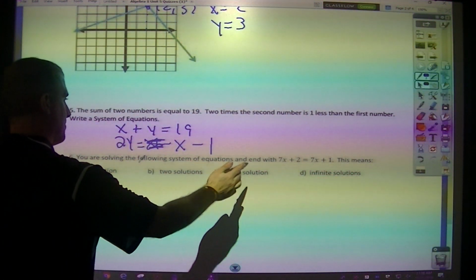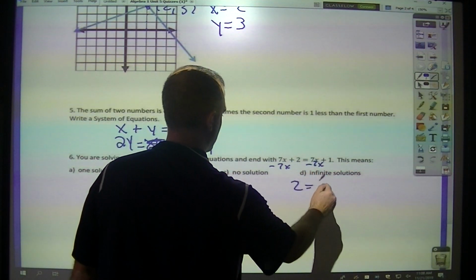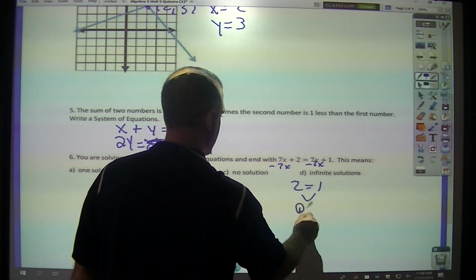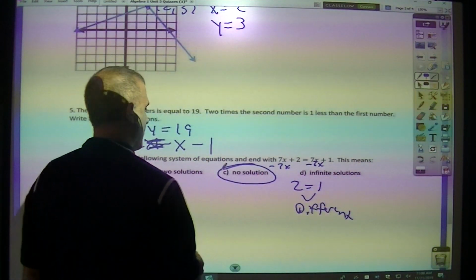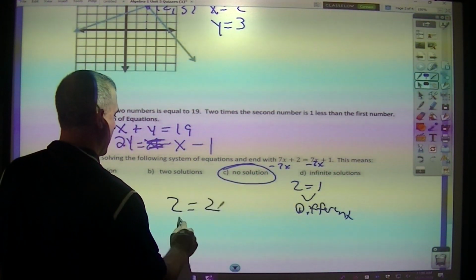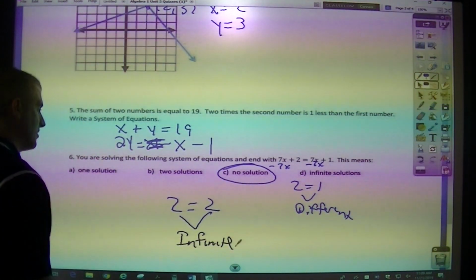All right. So the idea would be if these two eliminated, I'd have 2 equals 1. It's very similar. These are different. So that answer is no solution. If you ever have a situation where they eliminate and they're the same, this would be considered infinite solutions.